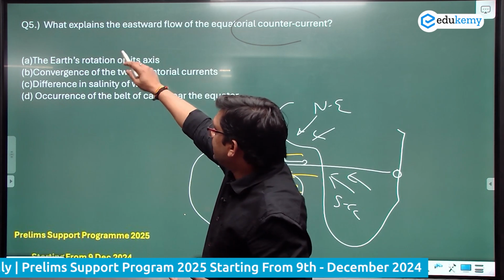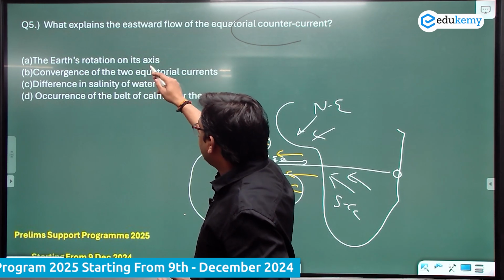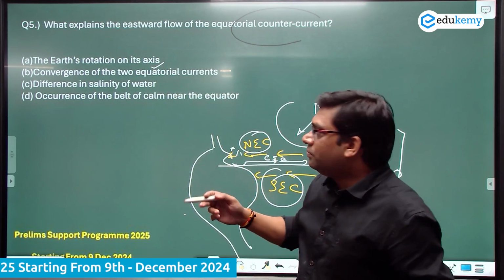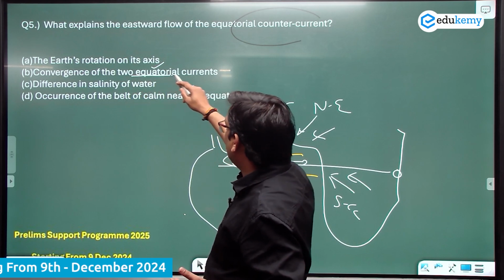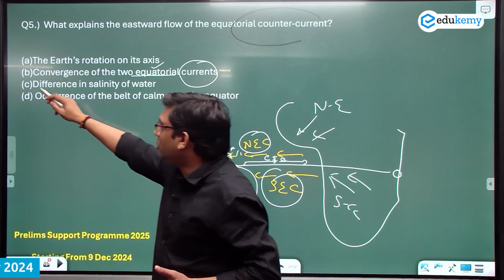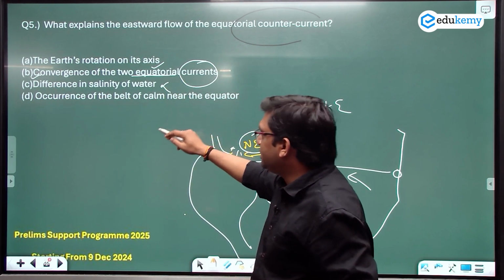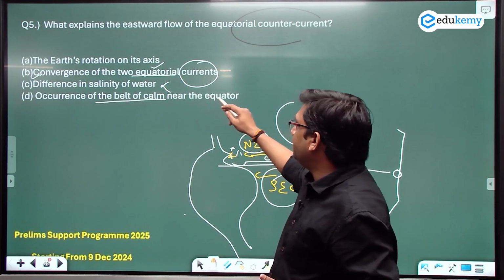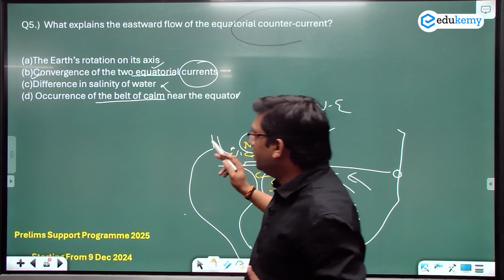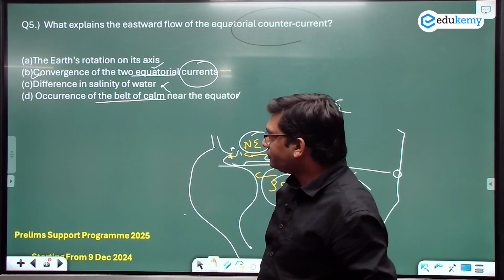So as you see, which of the following is the correct answer? The Earth's rotation on its axis, can we say? No. Convergence of two equatorial currents. So as per our explanation, option B is more appropriate. Difference in salinity of the water is also not the reason. Occurrence of the belt of calm near the equator, no, this is also not the reason. So B is the most appropriate answer.